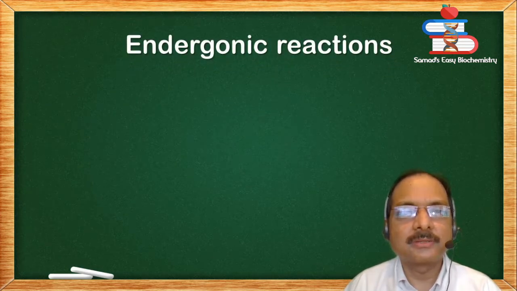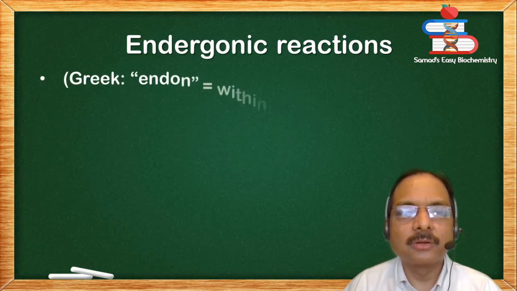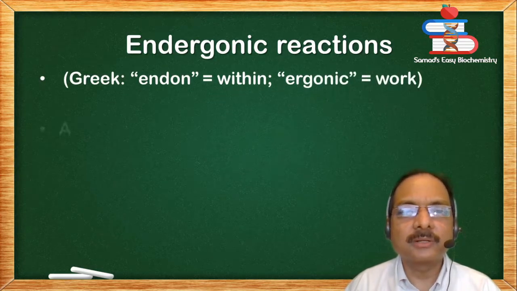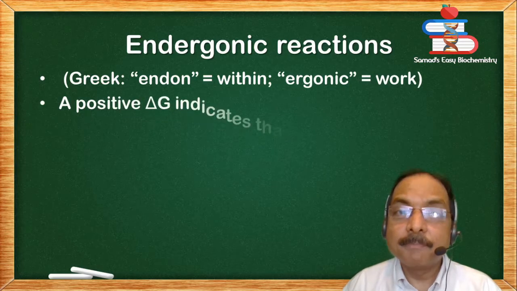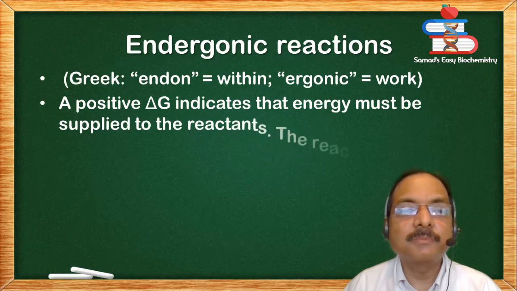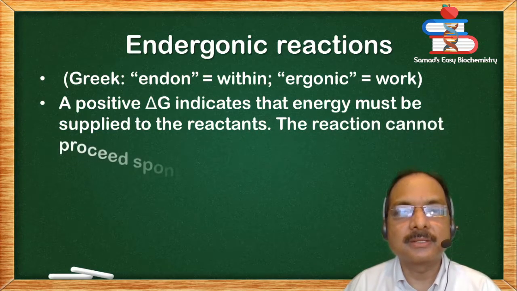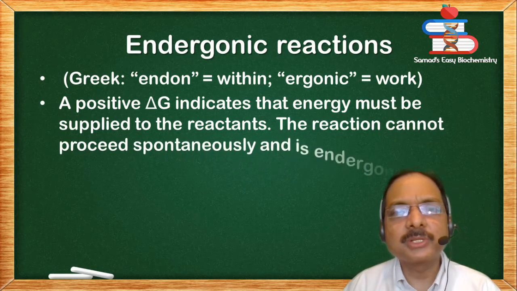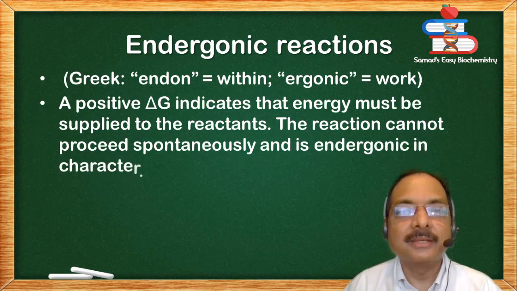Endergonic reactions, endon is within, ergonic is work. A positive delta G indicates that energy must be supplied to the reactants. The reaction cannot proceed spontaneously and is endergonic in character.